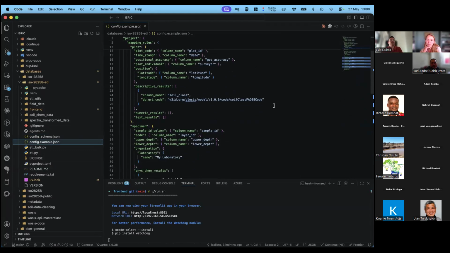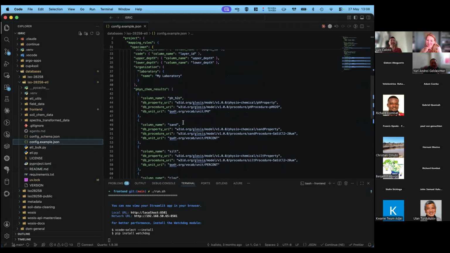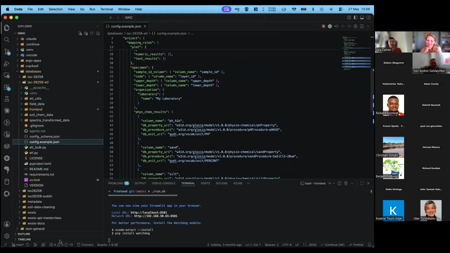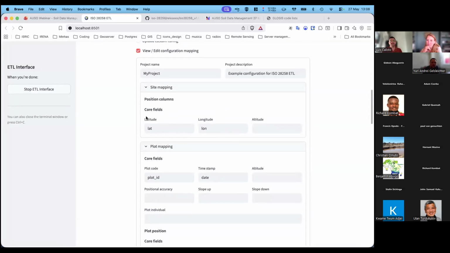I mean, this is coding. Most of you will be scared. Other ones will love it, like me. So basically, we just say what the column name is. I'm just showing you in code what I did here in this configuration. I'm just saying for each field, what does it represent?